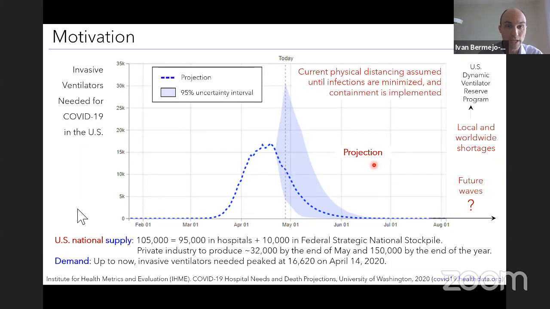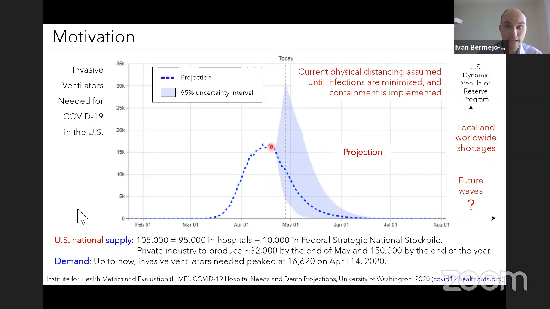In terms of the shortage that has been discussed at length over the last few weeks, where are we at the moment? This is again a study from a few days ago on a projection. These are projections from this day onward, and the need for ventilators that is projected in the period of time until August. There is a couple of caveats here that I should mention. This is assuming that the current physical distancing measures that have been taken in many places will continue until the infections are minimized and until containment is implemented. So we have to be careful about interpreting these numbers.